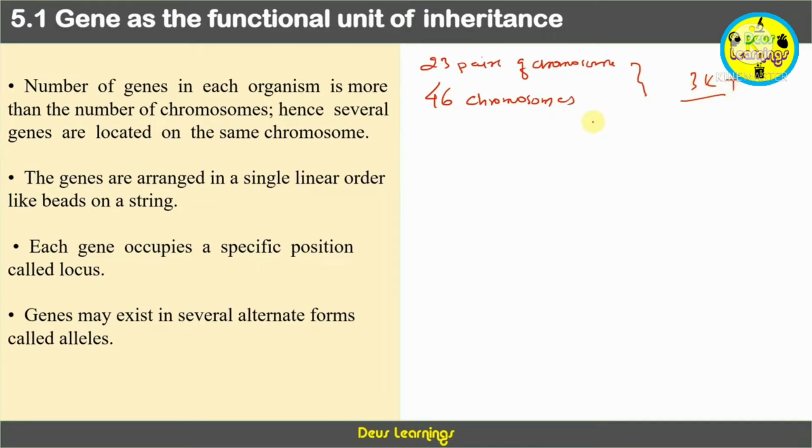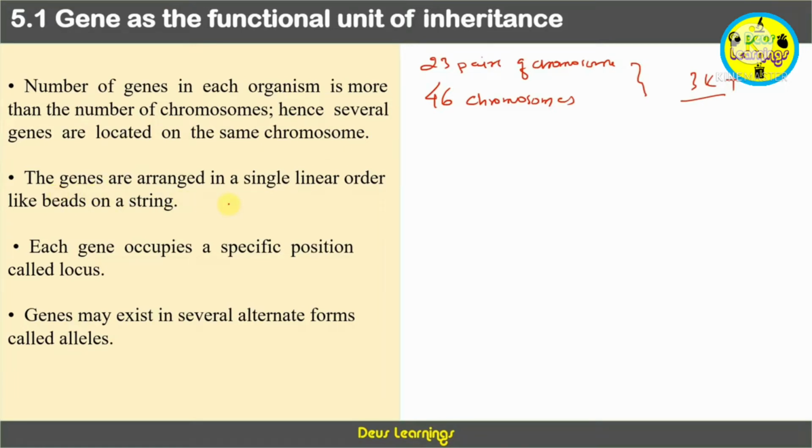So you can assume that each chromosome is loaded with more than one gene. If each chromosome carried only one gene, there would be only 46 genes. But there are more than 3000 genes, which means each chromosome carries a large number of genes. Hence several genes are located on the same chromosome.